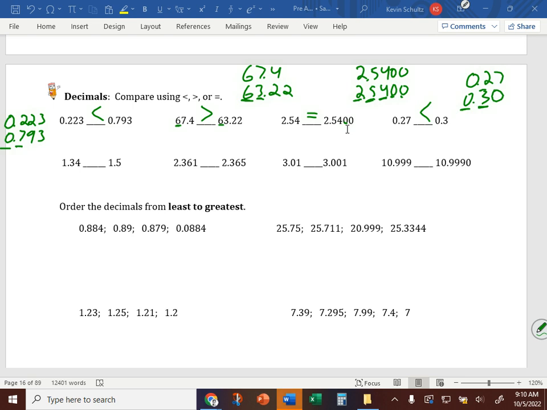When you stack these decimals up down below here, where you've got several of them to order from least to greatest, you can do the same thing. 0.884, 0.89, 0.879, and 0.0884.